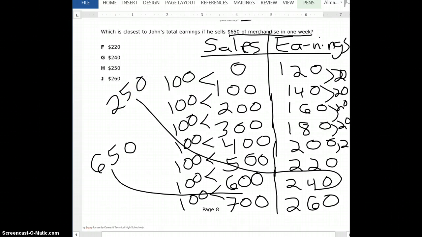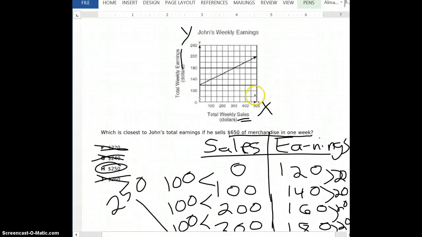So looking at my answer choices, the answer is not F. 220 corresponds with 500. When he has sales of 500, his earnings are 220. It is not 240 because that's whenever he has sales of 600, he makes 240. So it's definitely not G. H, we said, was our answer. But if you look at J, 260 corresponds with sales of 700. So that's definitely not it. So this problem was very easy. It became easy once you made your table. So if you didn't make your table, that's probably why you got this one wrong.